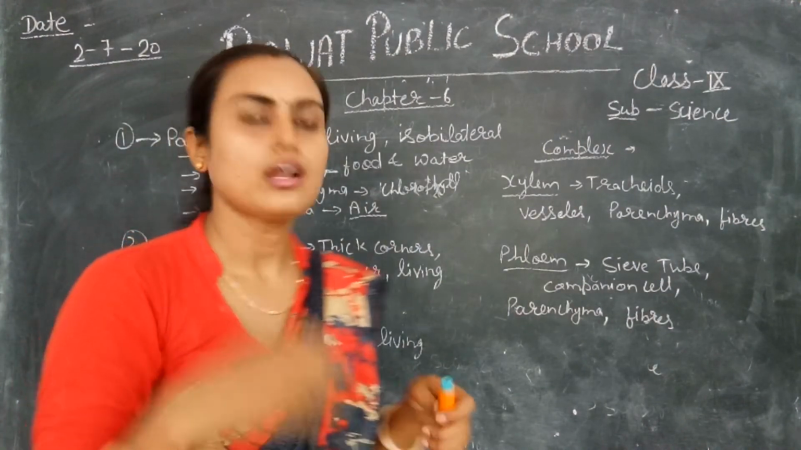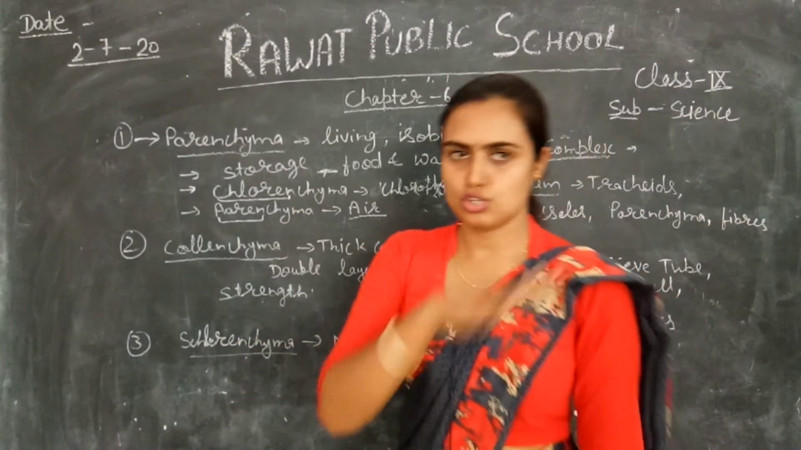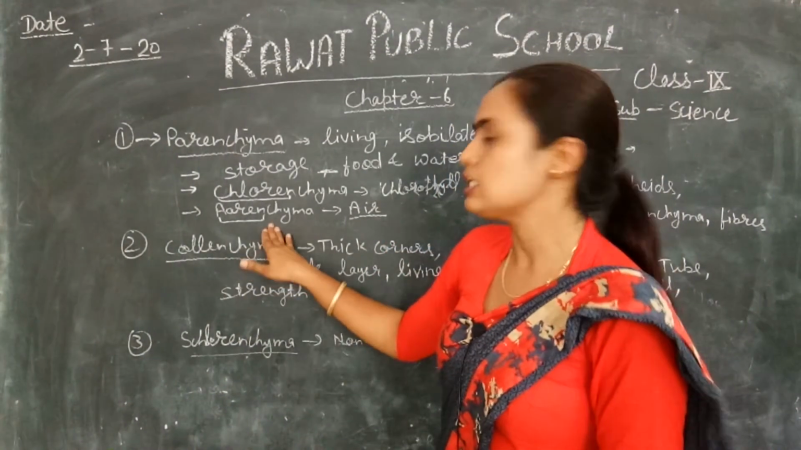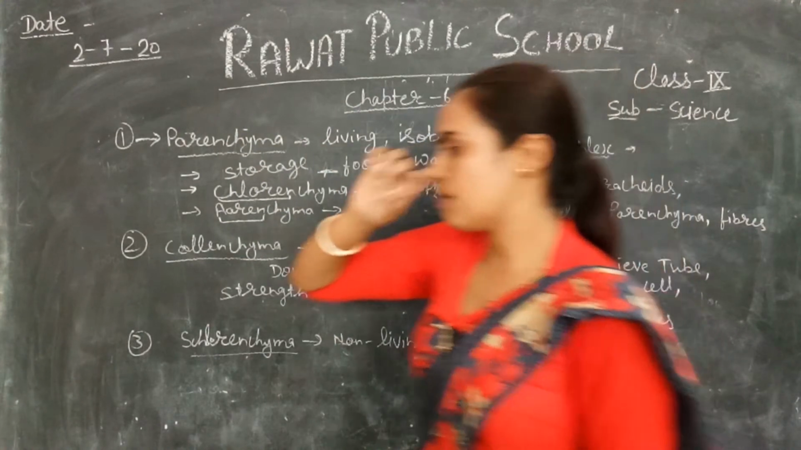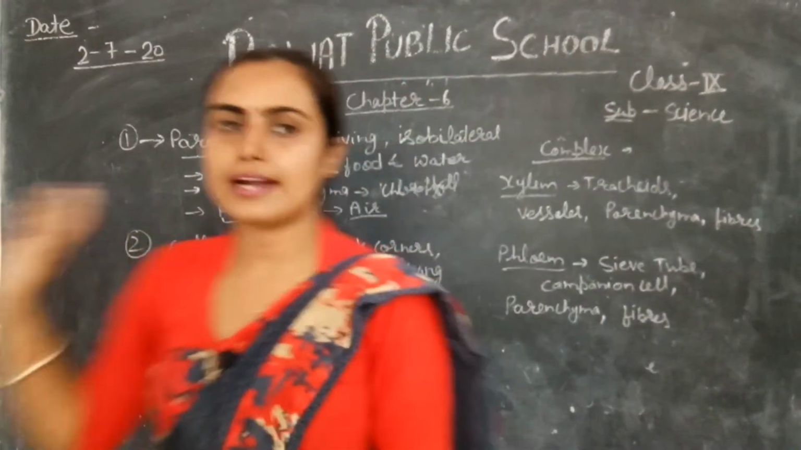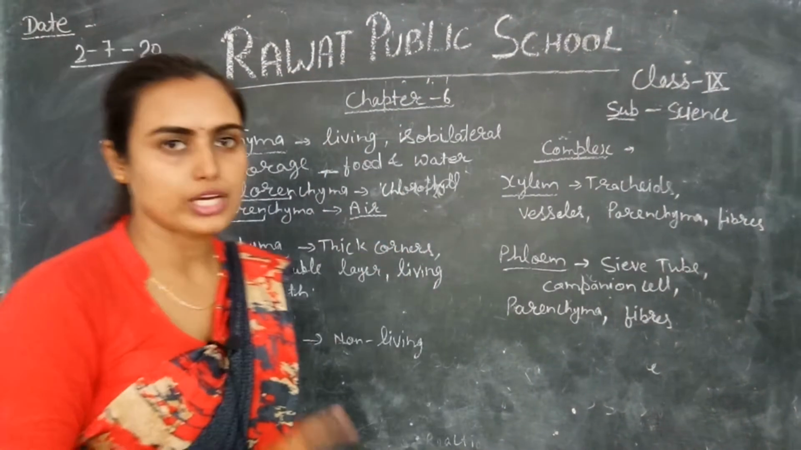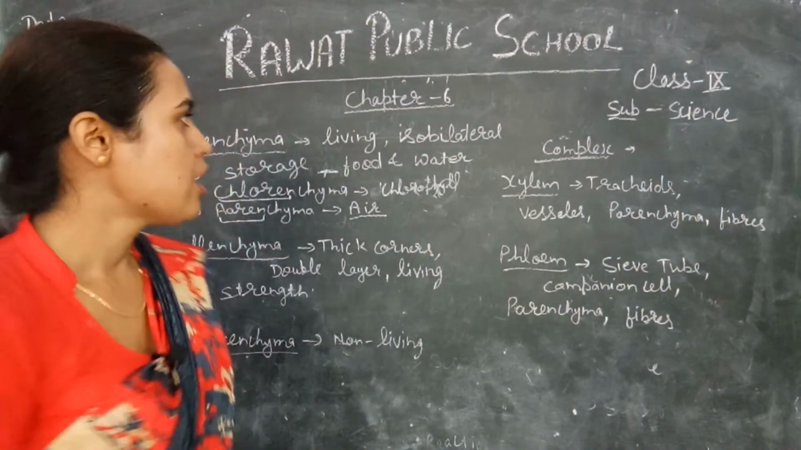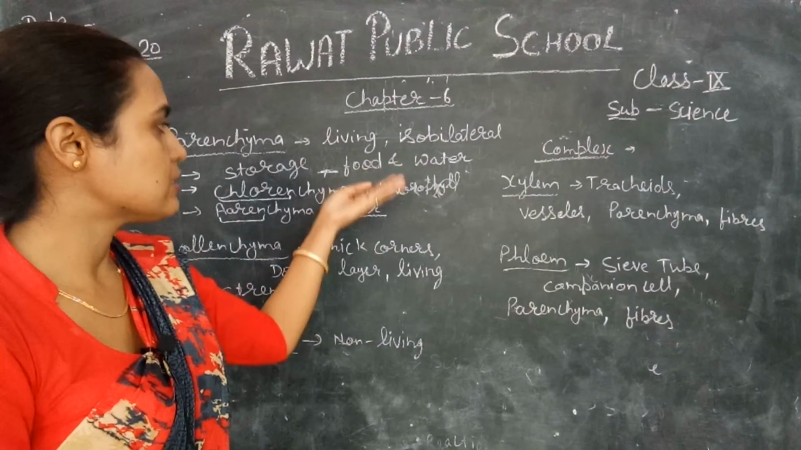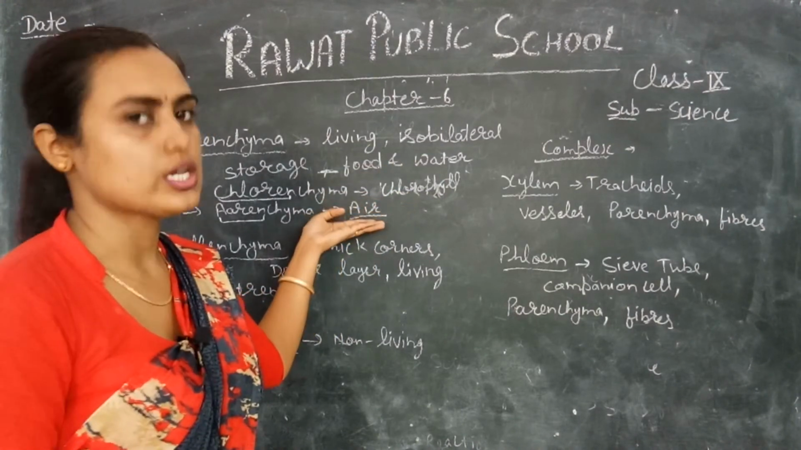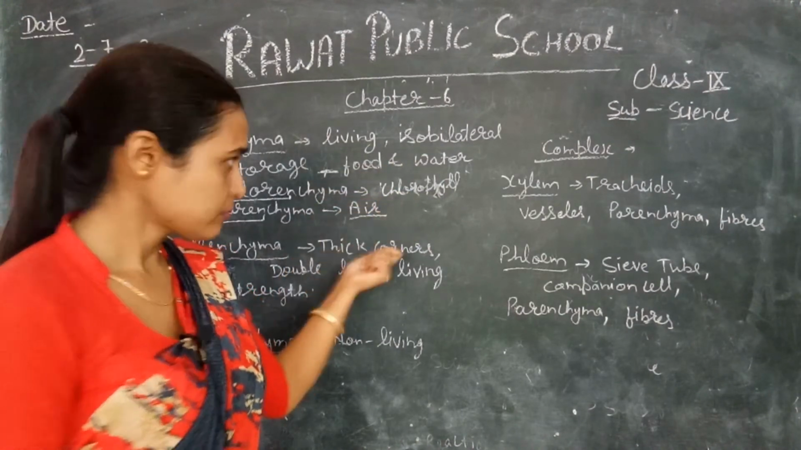You can say that the plant maintains buoyancy or balance due to these tissues only, right? So what we will discuss is the parenchyma. Parenchyma is the only living permanent tissue which has the capability for storage of food and water as well as chlorophyll, and in a few cases air also, right?